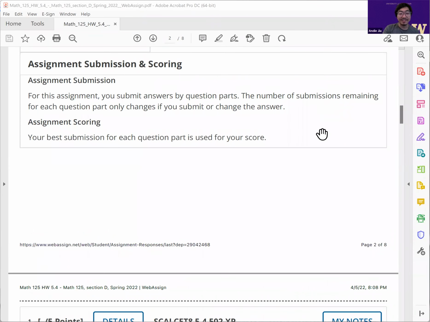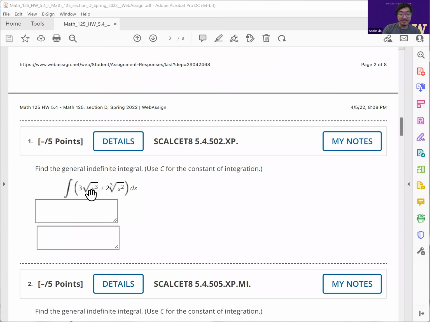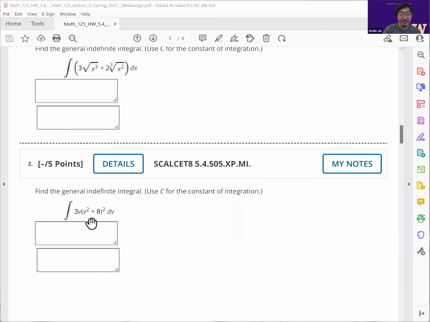So let's get started. In this case, use the power rule and a radical to rewrite the function in the exponential form, then evaluate this integral. For this one, you may make use of a substitution, but we have not learned it yet.